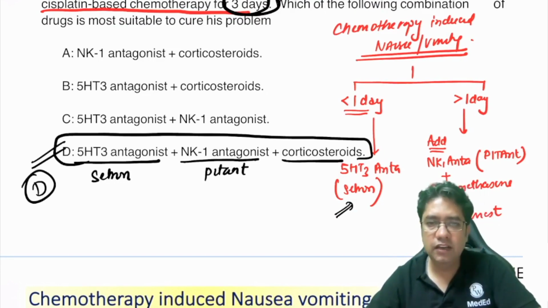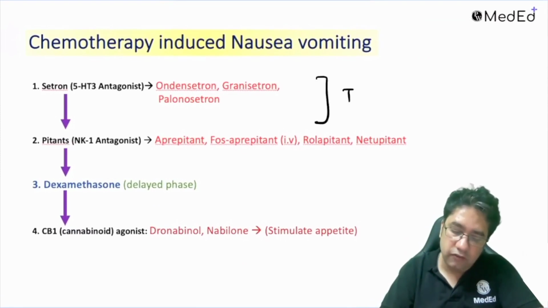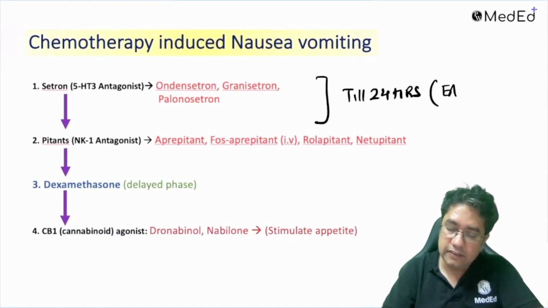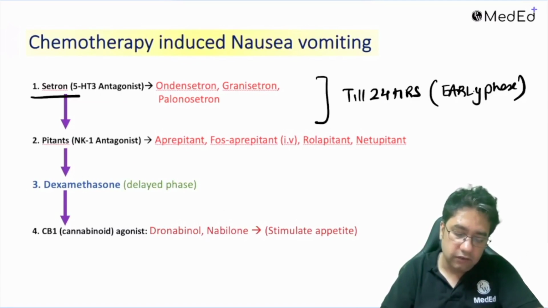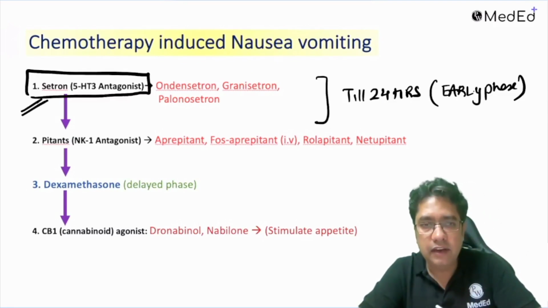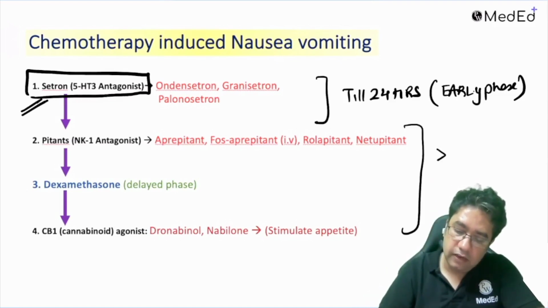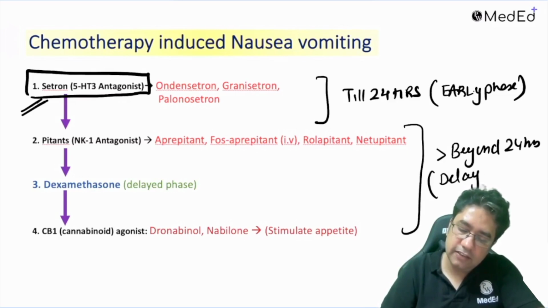So let's see what are the drugs for chemotherapy-induced nausea and vomiting. Till 24 hours or 1 day, which is known as early phase of nausea and vomiting, the drug of choice is cetron. That is ondansetron, granisetron and palonosetron. If it is beyond 24 hours, after 1 day, this is known as delayed phase of chemotherapy-induced nausea and vomiting.